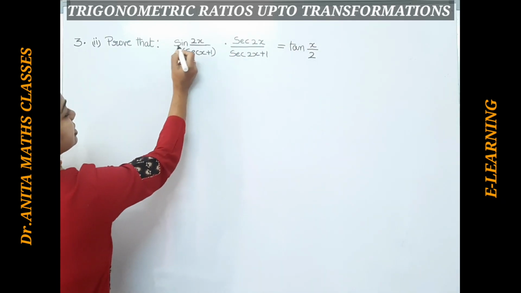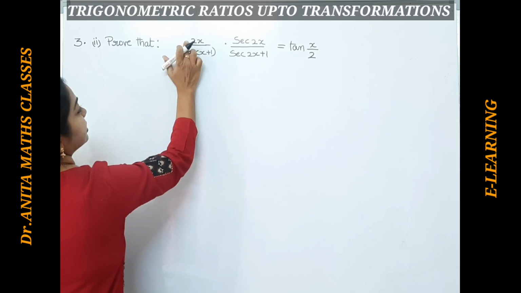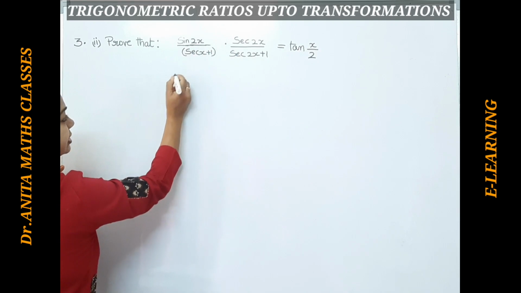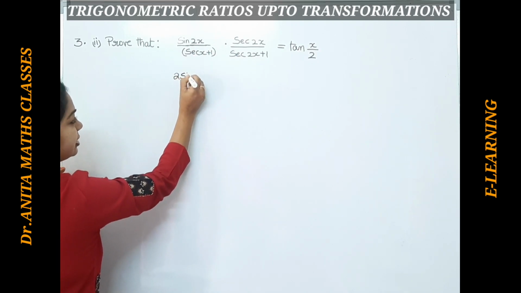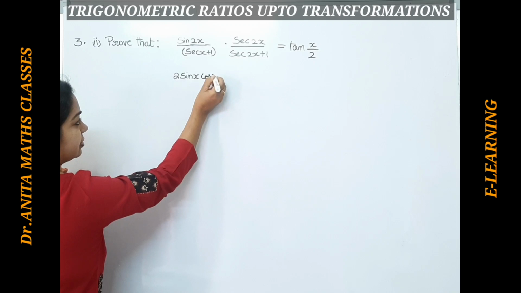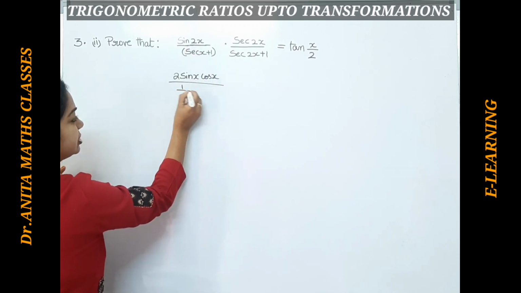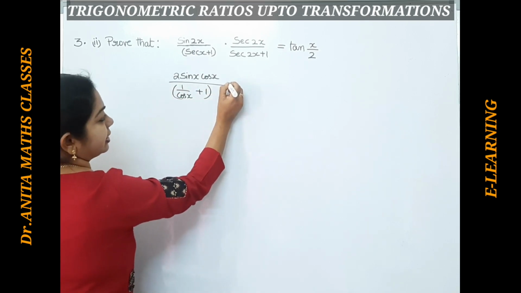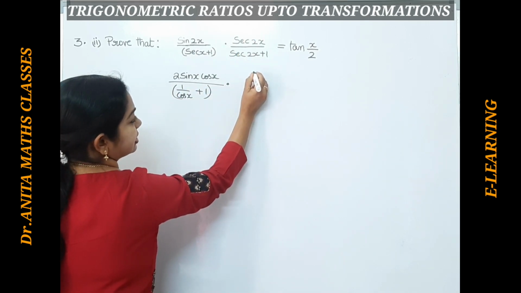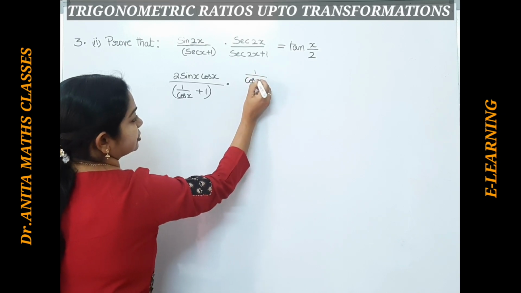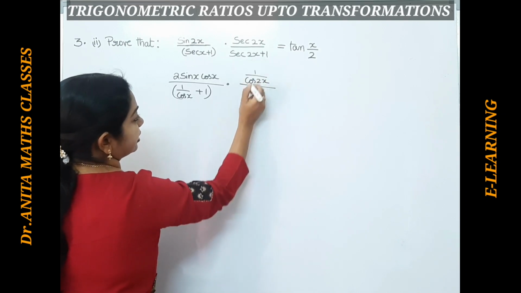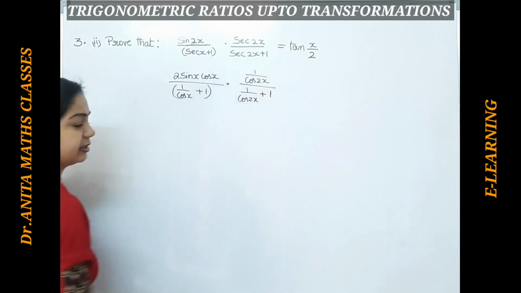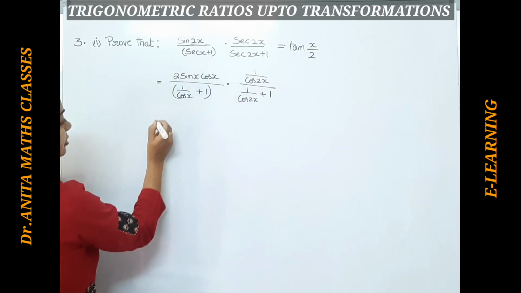Now here sin of 2x, this is above. Sin 2x is 2 sin x cos x, the formula. Now the secant function I will change into cos, 1 by cos x, secant is the reciprocal, plus 1, multiplied by again the secant function, which I will write as 1 by cos 2x, divided by 1 by cos 2x plus 1.